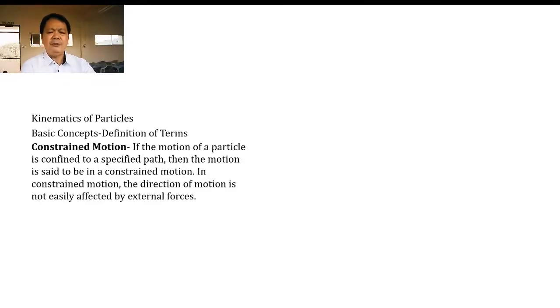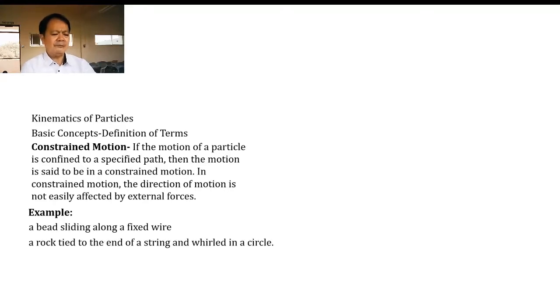To give you an example of this constrained motion, we have a bead that is sliding along a fixed wire. If you have a bead that is sliding along a fixed wire, then that motion is considered as a constraint because the motion of the bead shall be along the direction of that fixed wire. O kaya naman, if you have a rock that is tied to the end of a string and whirled in a circle, kaya meron kang bato, tinali mo sa isang string at pinaikot-ikot mo, ang tawag doon is constraint kasi yung motion ng stone is only confined to the circle whose radius is equal to the length of the string.